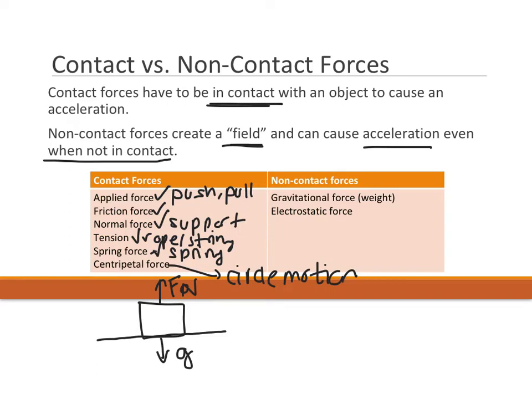Non-contact forces, the big one is gravity. Gravity, as you may remember, is also weight. So weight equals mass times gravity. We will be using this equation often when we are solving problems. The electrostatic force is force from electricity. We will be using this later in the year.